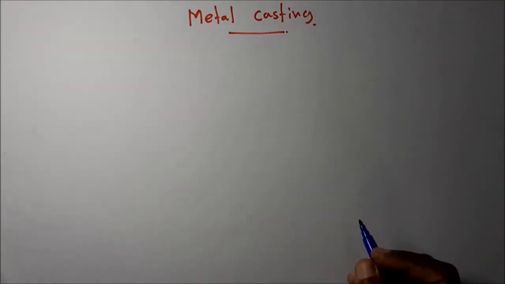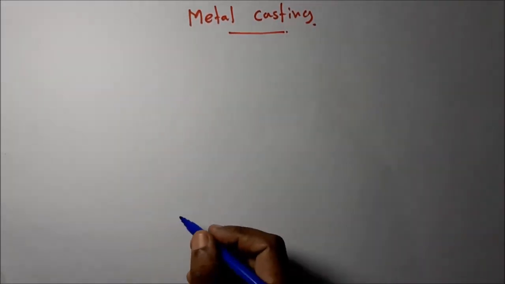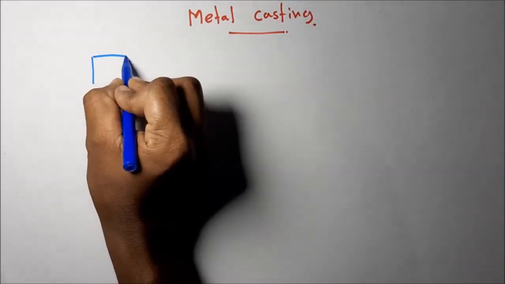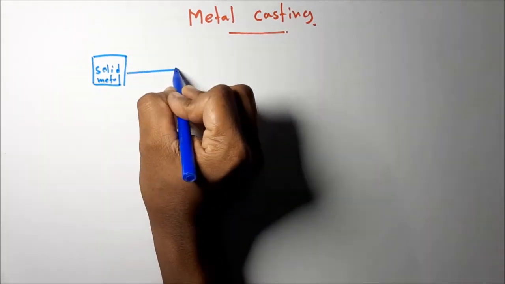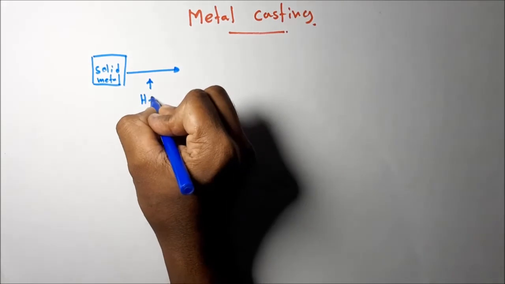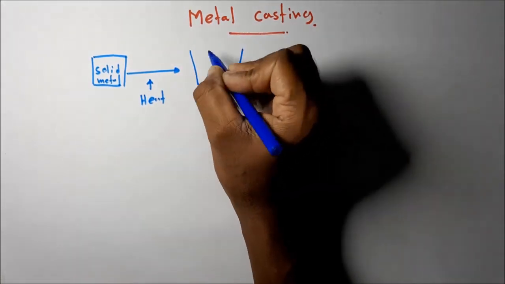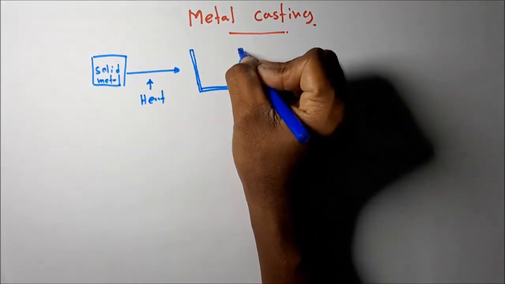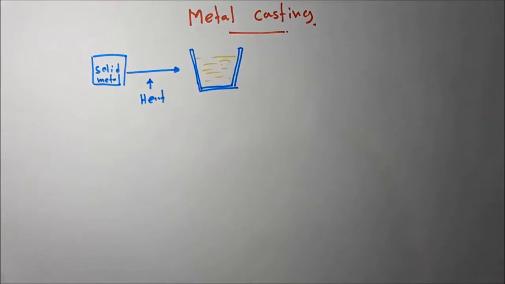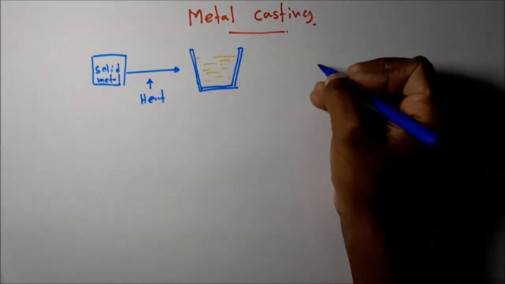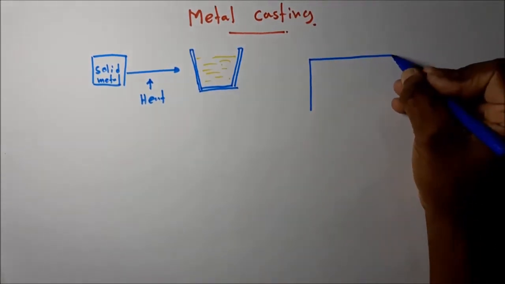Let me explain what happens in the metal casting operation. In a metal casting operation, solid metal is heated to become molten state by application of heat. By applying heat, it is converted to a molten state. This is the molten liquid metal. Then this liquid metal pours into a cavity, which has the opposite shape of the required shape we want.